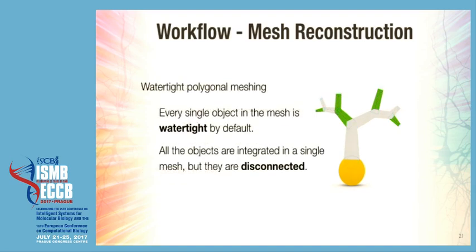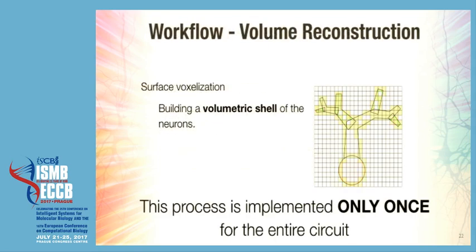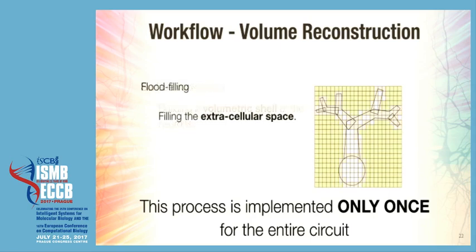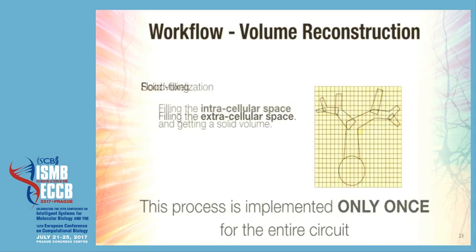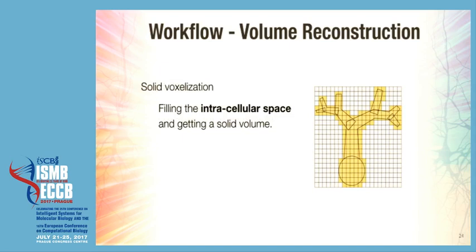So we then built the piecewise watertight mesh models, and then we started to do surface voxelization in order to create a surface shell of each individual neuron. The last process is done on the entire circuit, so it doesn't consume that much time. And then we fill the extracellular space, and potentially we fill the intracellular space, but that's just an inversion operation. And that's how we reconstruct a volume at the end. I know that some details might not be that clear here, so we can discuss them afterwards.